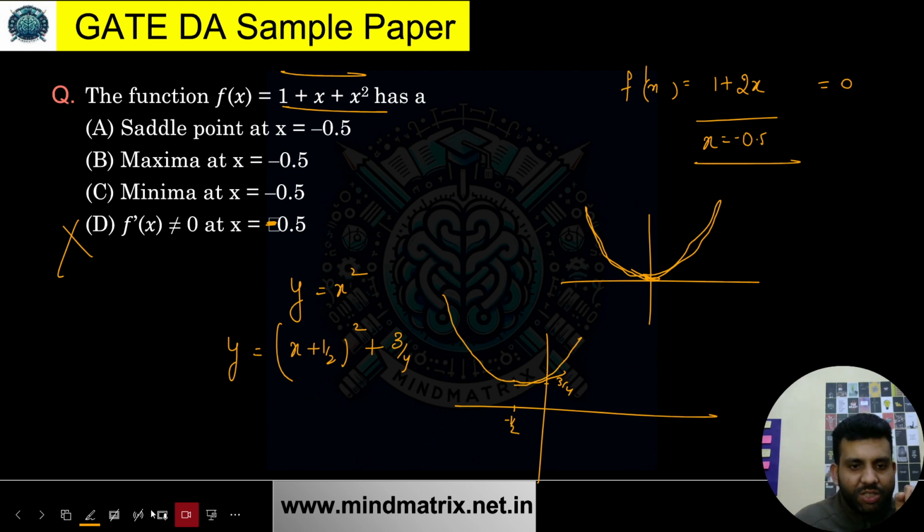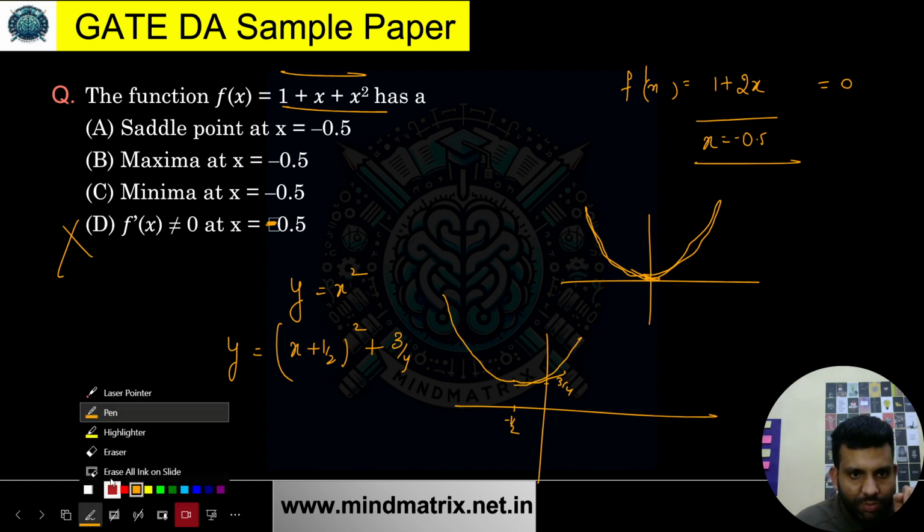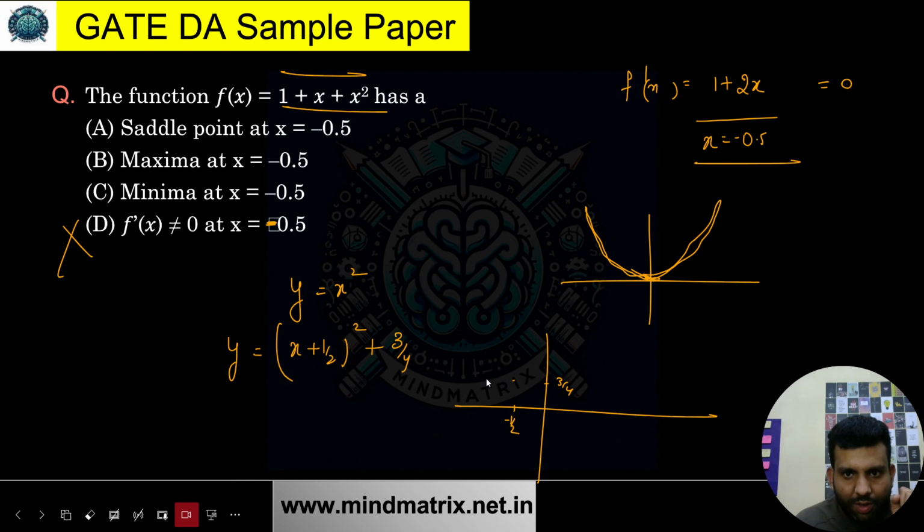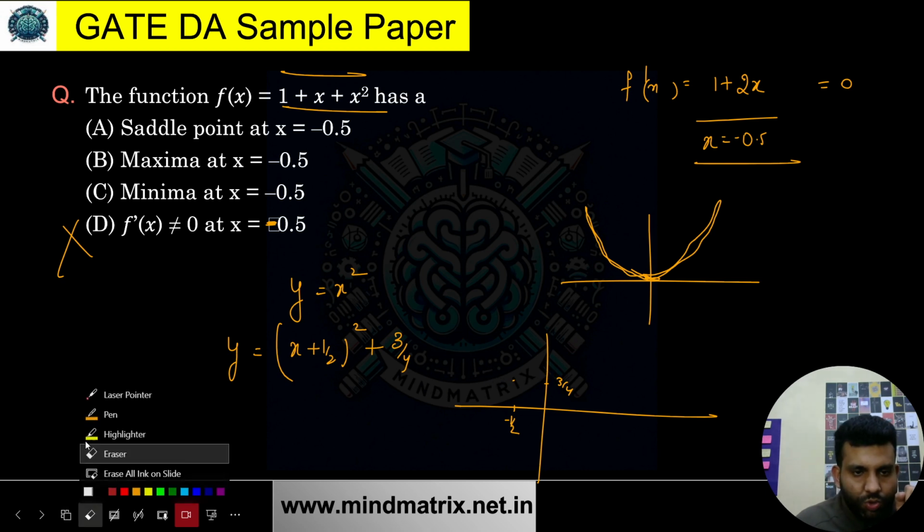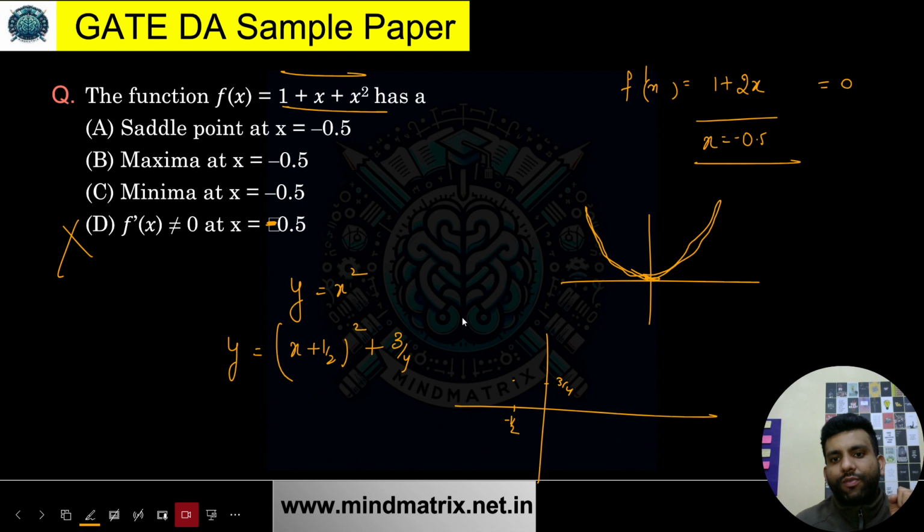So it won't be touching this at this point. Let me just erase this part. Yes. So the lowest point is 3 by 4, which does not mean that my graph will touch over here, because this is the lowest point. I hope you're getting it.